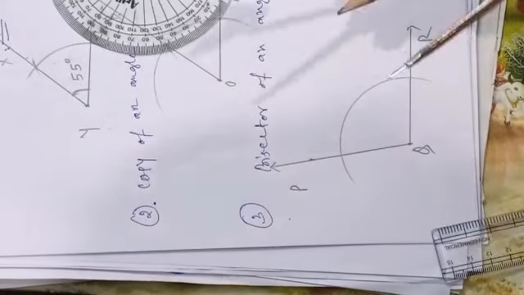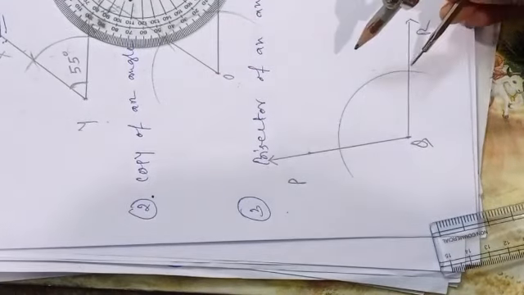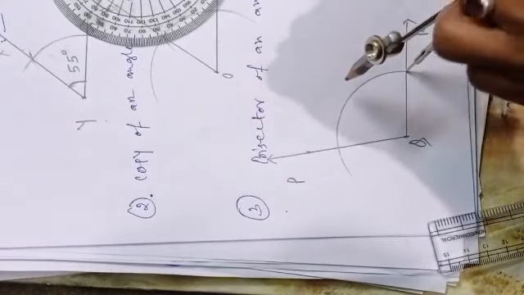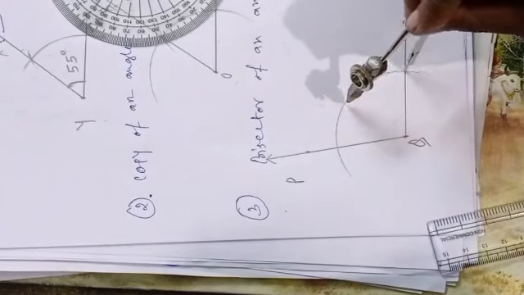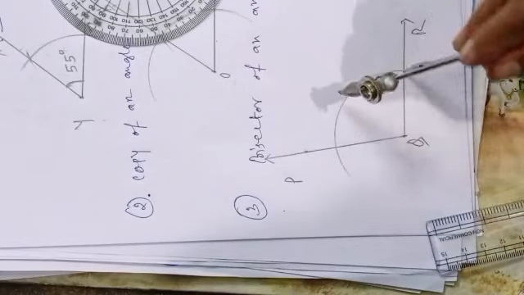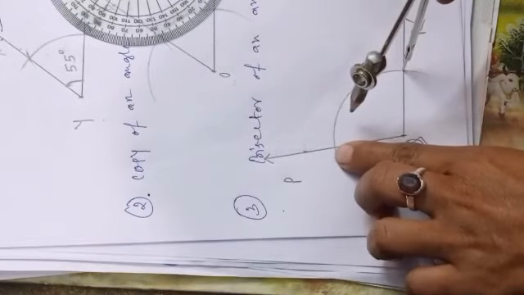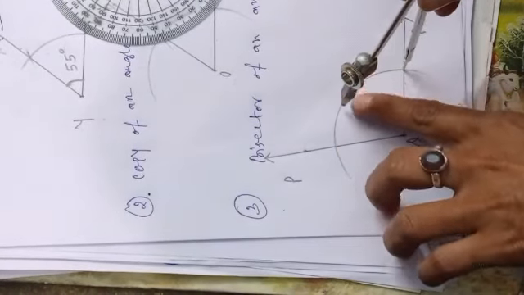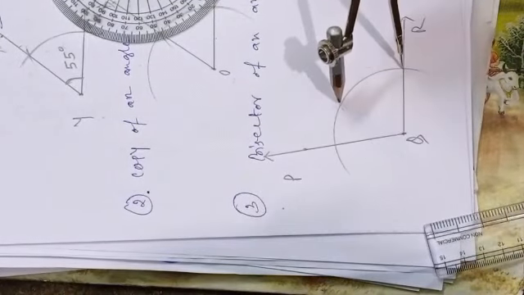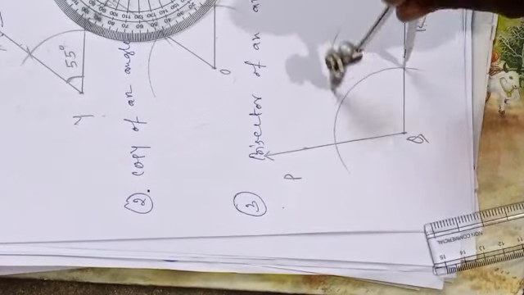Done. Now what I have to do here, I will put the pointer of my compass on one of the intersection points of the arc with the arm. Any arm you can consider. Then you expand or decrease the expansion of your compass, but that gap should be more than half, not less than half. So you have to assume the gap like that. Here you can see I am taking up to that. Let's take one arc over there.